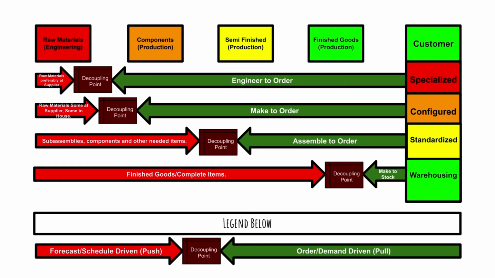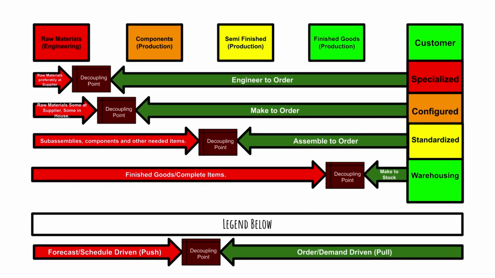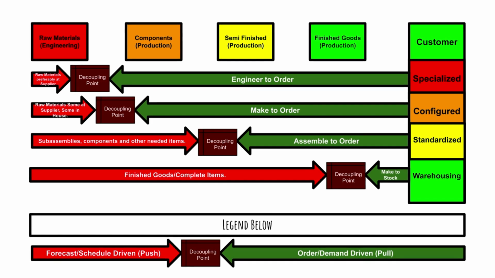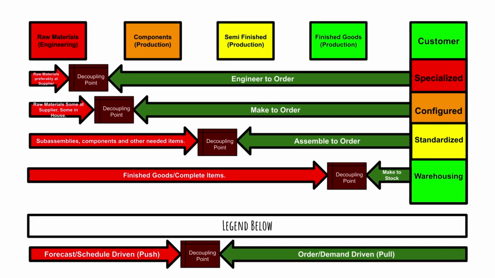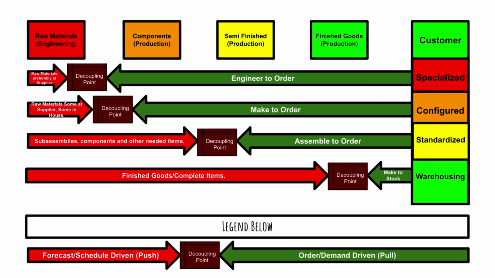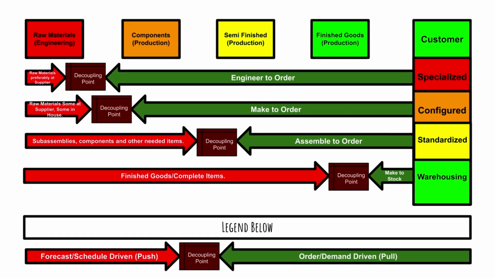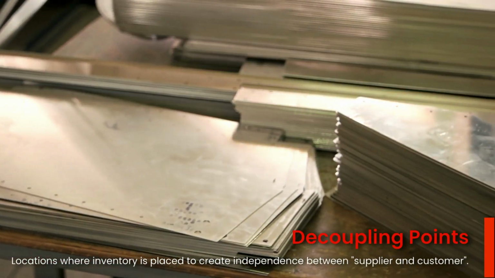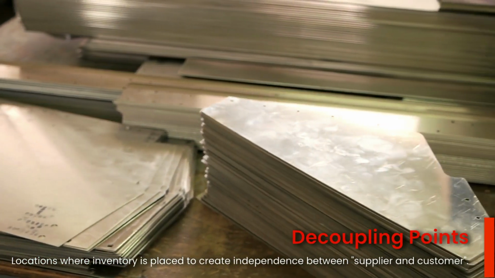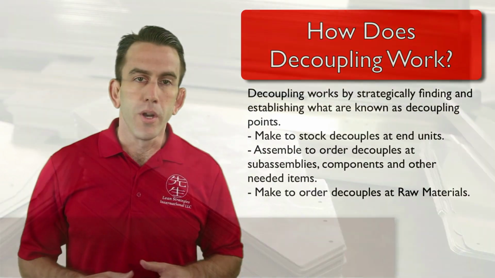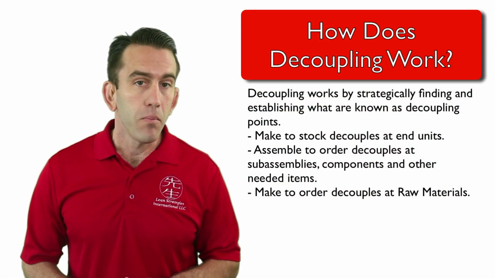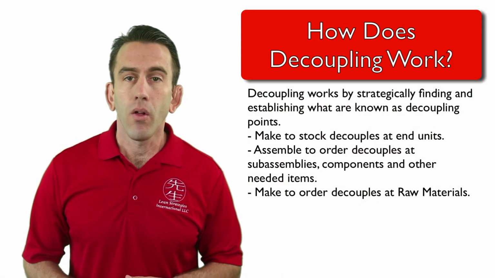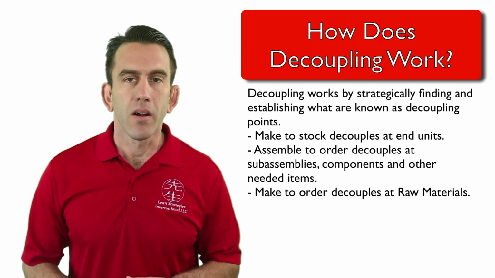Another example may be a make-to-order shop. These companies would not decouple finished goods because they are made to order. Instead, they decouple by stocking raw materials. This allows them to receive an order and pull materials right away. This helps reduce both lead times on supply chain as well as other disruptions that may occur.